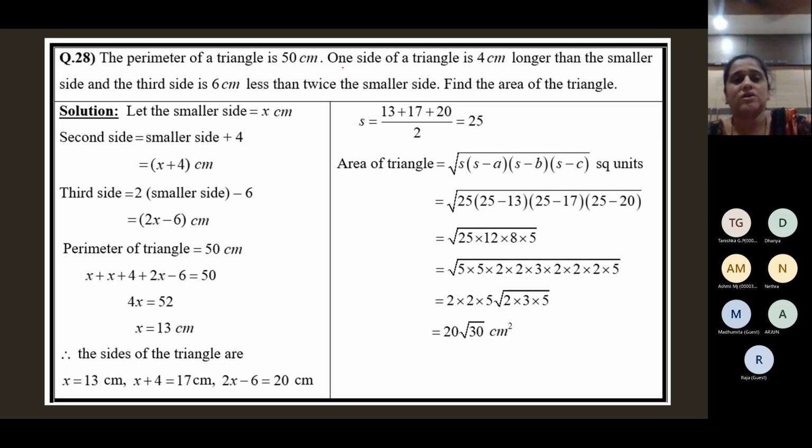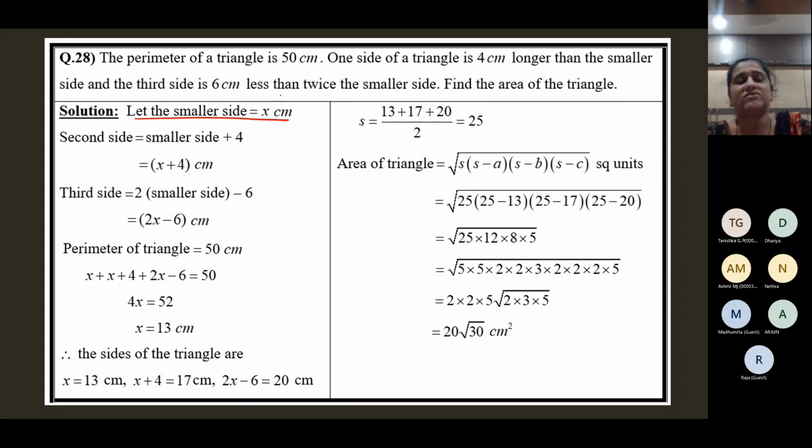Now see here, what is given? One side of the triangle is 4 centimeters longer than the smaller side, and the third side is 6 centimeters less than twice the smaller side. We can see that the other sides are dependent on the smaller side. So I've called the smaller side X. Let the smaller side be X centimeters.